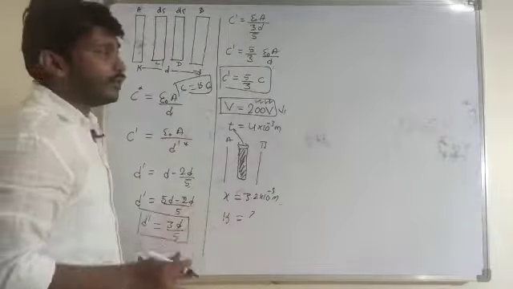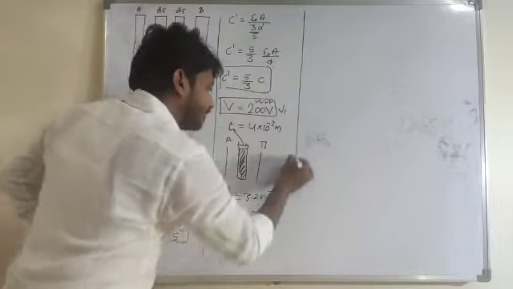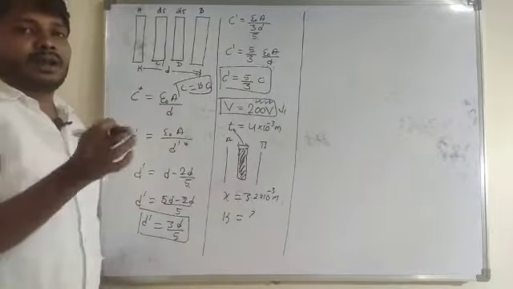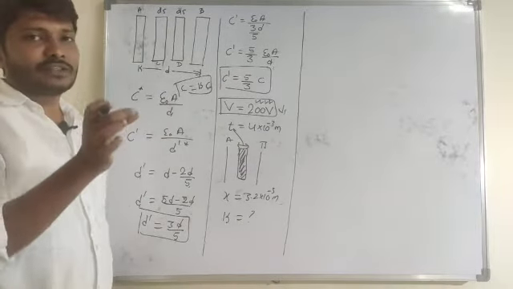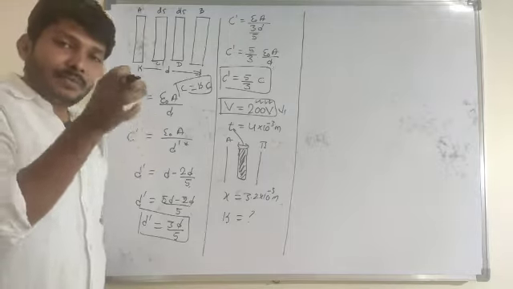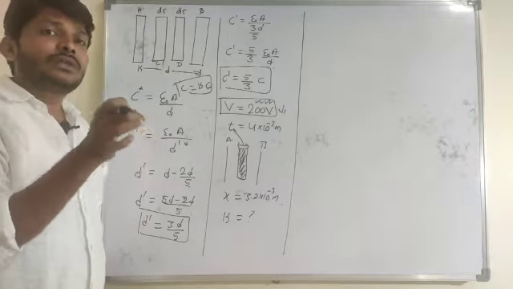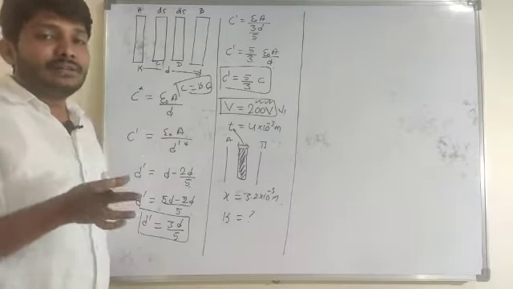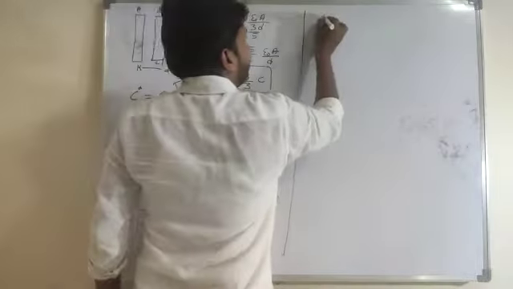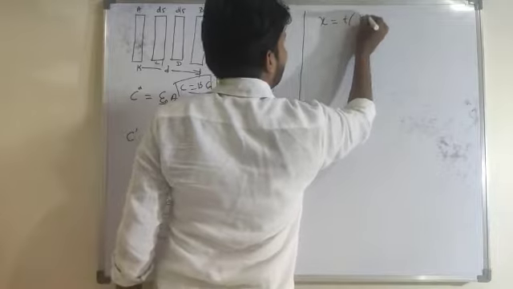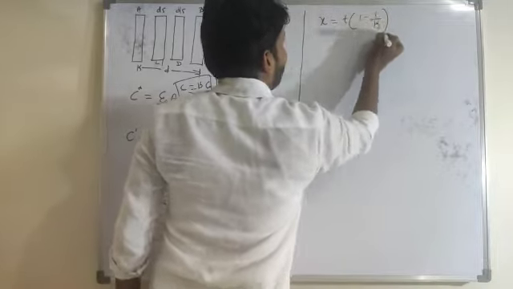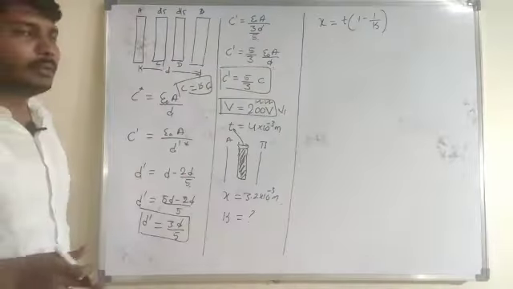What is the connecting formula I said? In the case of the capacitance of a parallel plate capacitor when the dielectric is partially filled, in order to get the same original capacitance value, I need to adjust the distance between the plates. So that distance X is equal to what? X is equal to T into 1 minus 1 by K. Hope you are remembering this formula.